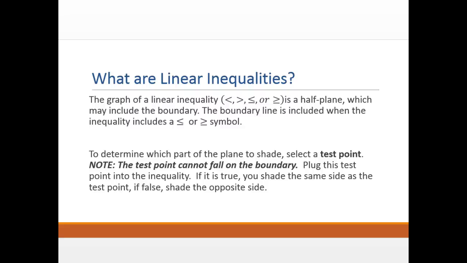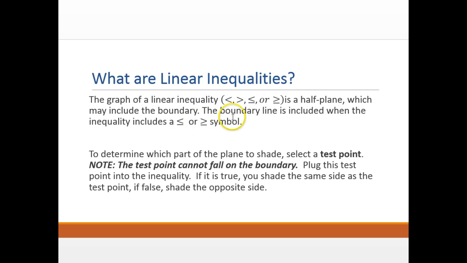Now basically, what are linear inequalities in two variables? The best way to think of them is to think of their solution set, which is the graph of a linear inequality, basically a half plane. And we know a linear inequality is less than, greater than, less than or equal to, or greater than or equal to. And basically the half plane has a boundary, which is a line, and the boundary line is included when we're talking about less than or equal to or greater than or equal to.